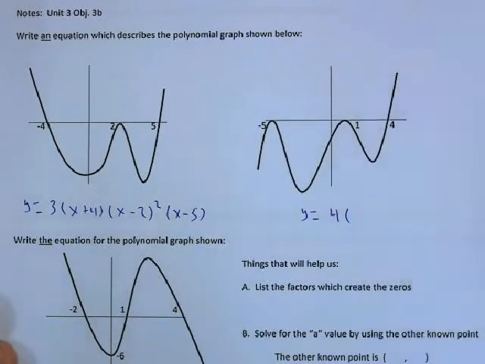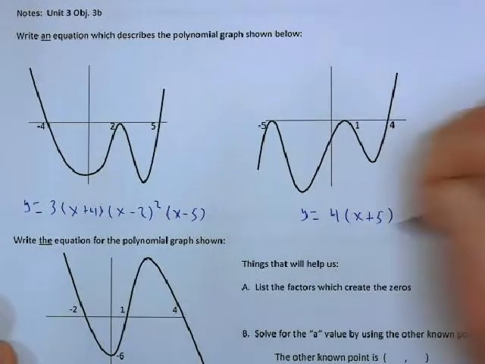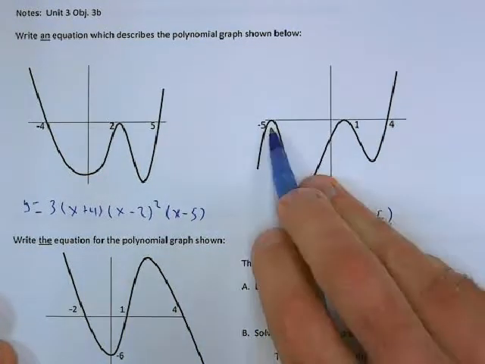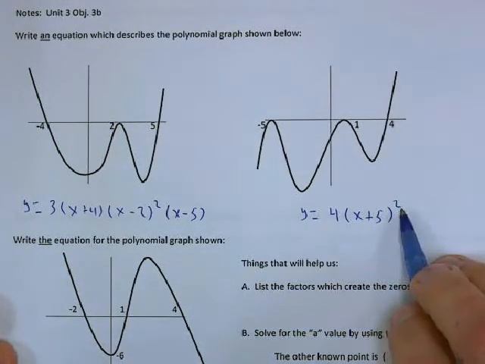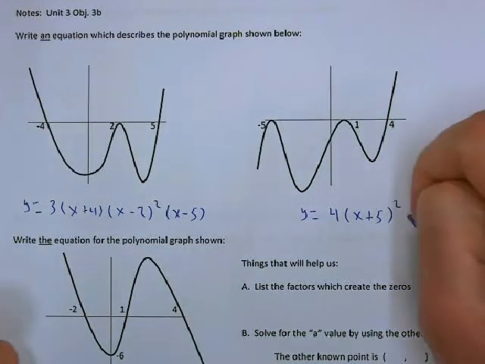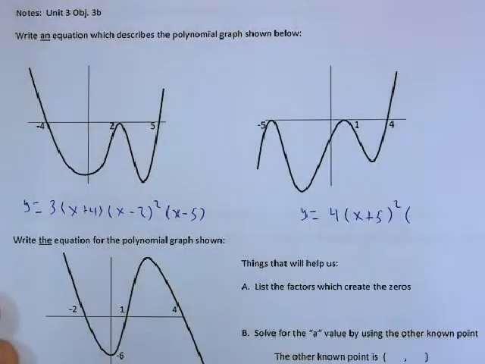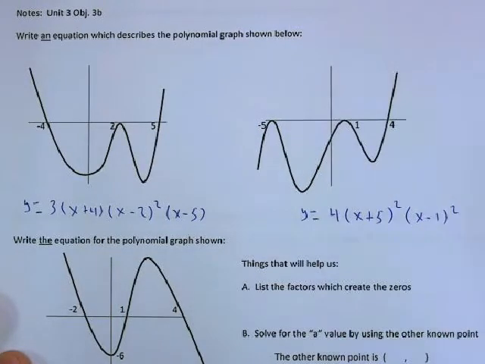Well, to get an intercept at -5, I got to have x plus 5. And then, let's be careful. Since it bounces here, that means that it has to be raised to an even degree. So it has to have a multiplicity of 2 or 4 or 6 or whatever. But again, we're just going to stick with 2. And then next, to get an intercept at +1, we got to have x minus 1. It bounces there, so that also has to be squared.